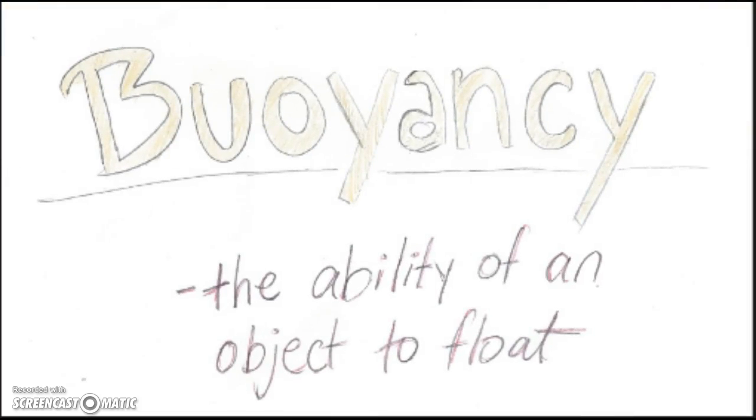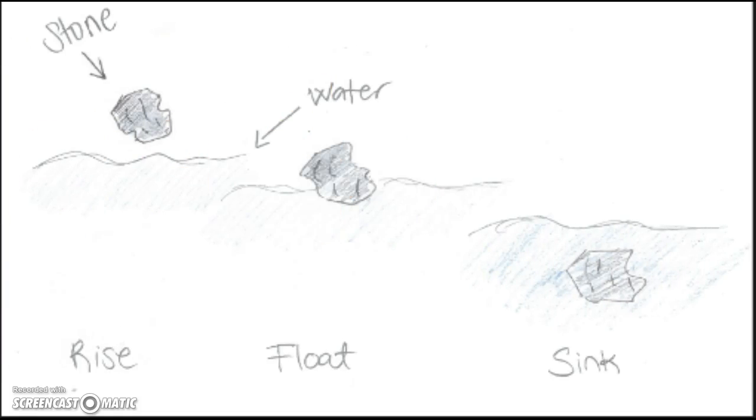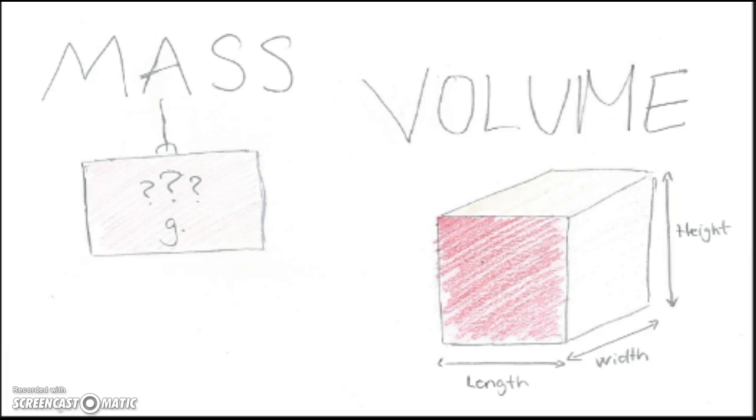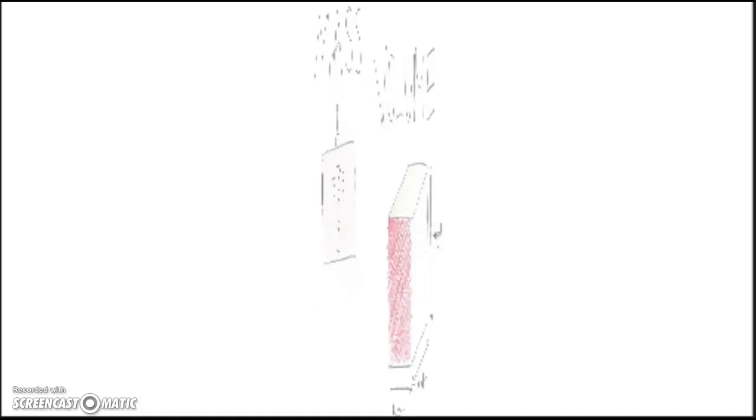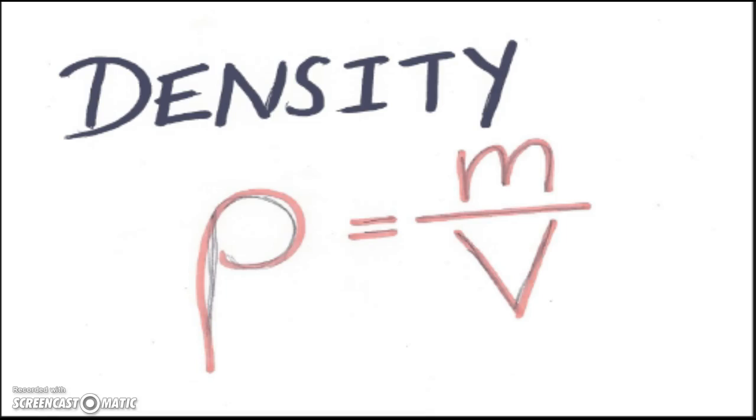Buoyancy is the ability of an object to float. The buoyancy of an object is its ability to float or sink in a liquid, in this case water. To find an object's buoyancy, mass and volume must be known. This relationship is called density, where the funny-looking P is pronounced rho.